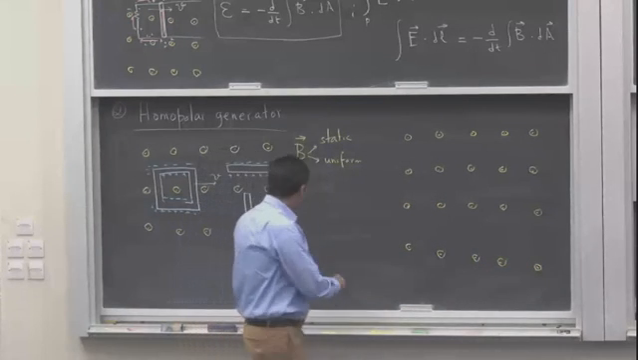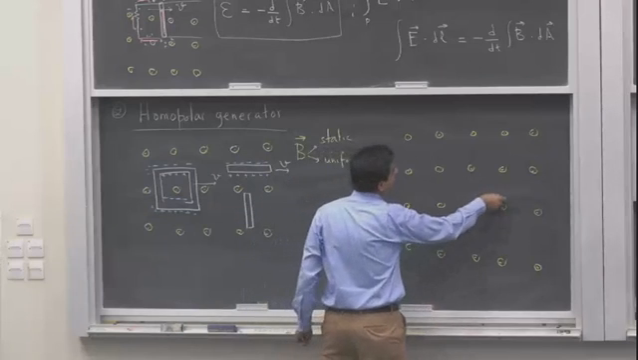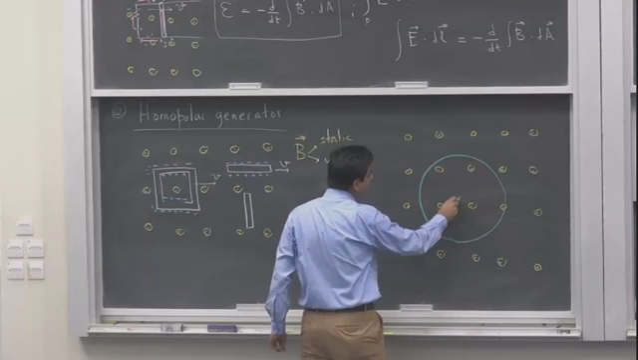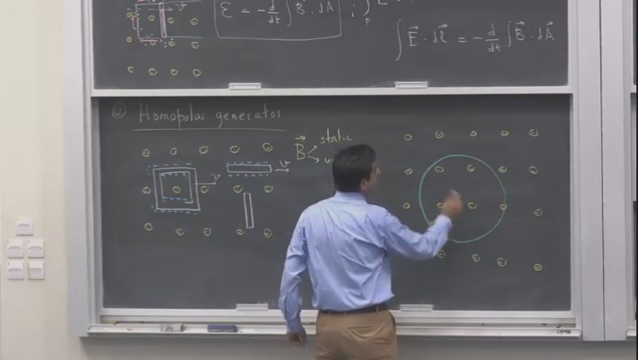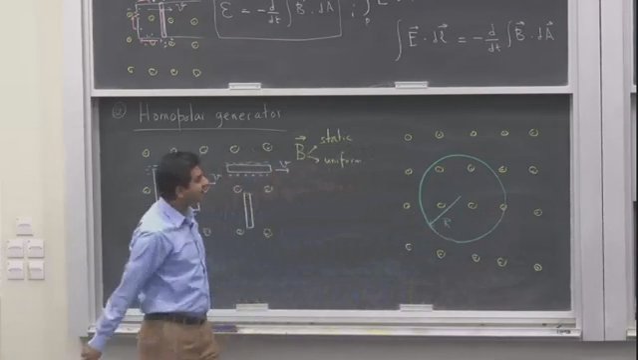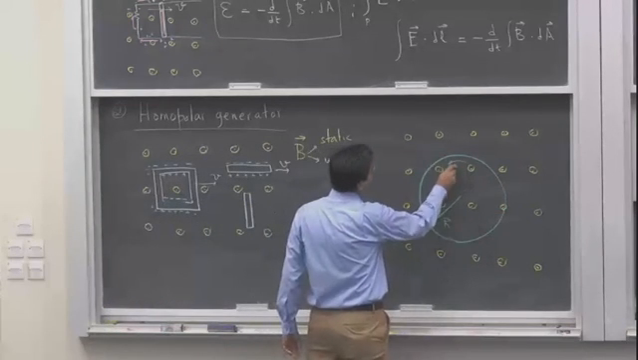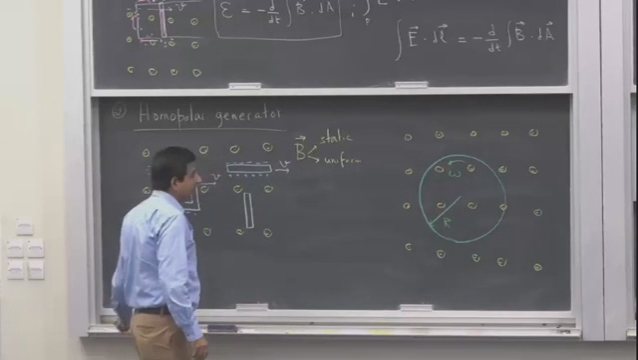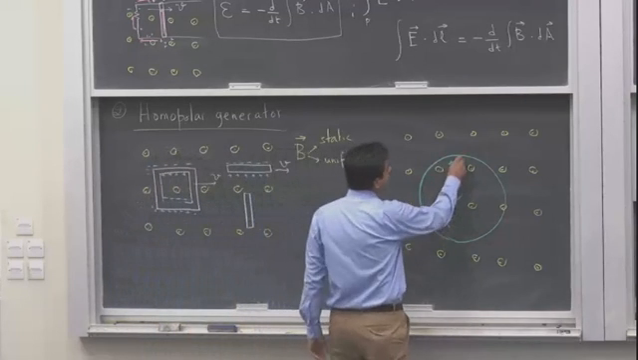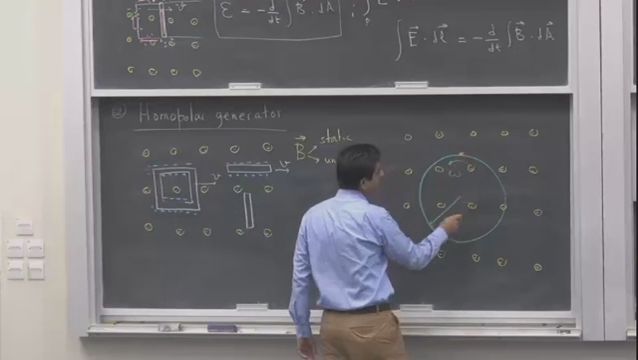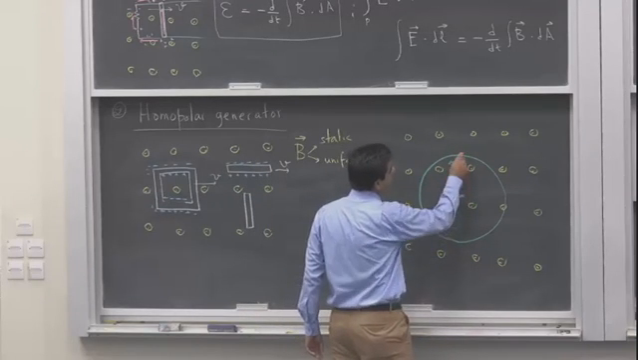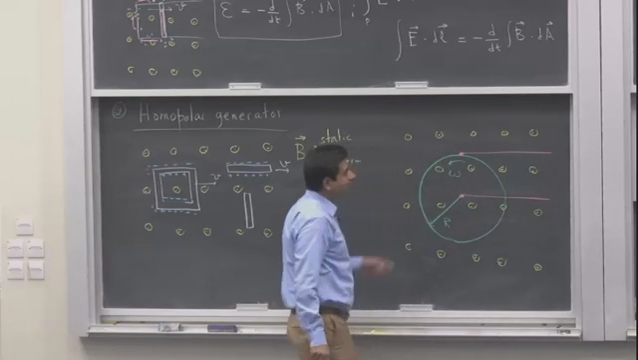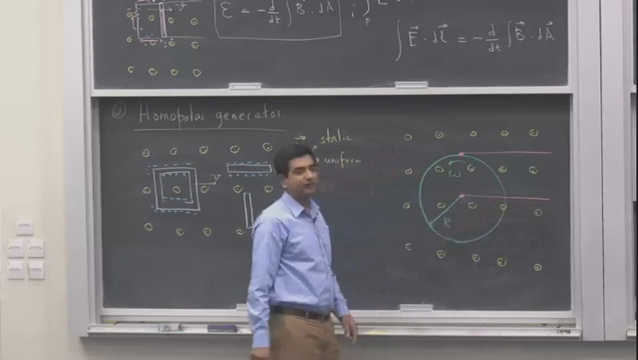Suppose I have a metallic disc, a circular disc of some radius r. So it's a disc, and this disc is rotating with the speed omega, angular speed omega. And what I have is a carbon brush here and a carbon brush here, and I extend wires out of these carbon brushes.